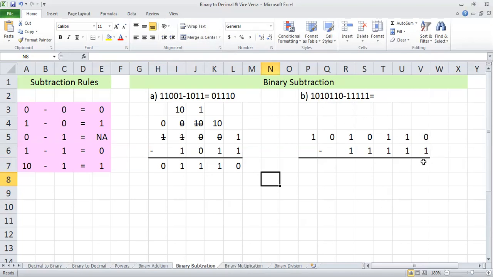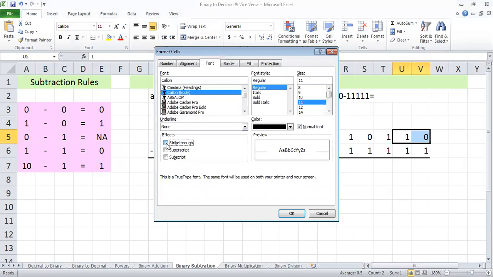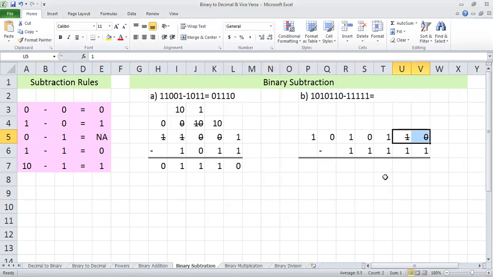0 minus 1. So again, we cannot subtract 1 from 0. So again, it has to take a borrow from the next number. So now this number and this number will change. If 0 is giving a borrow to the next number, this will become 10 and this will become 0. Okay, now here the problem is resolved. 10 minus 1 is 1, right?